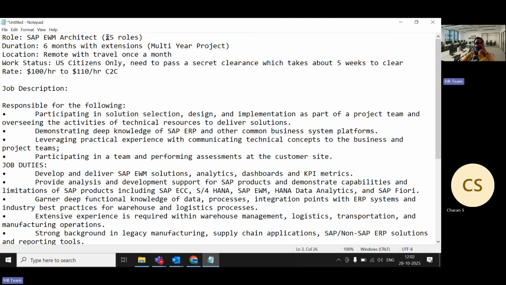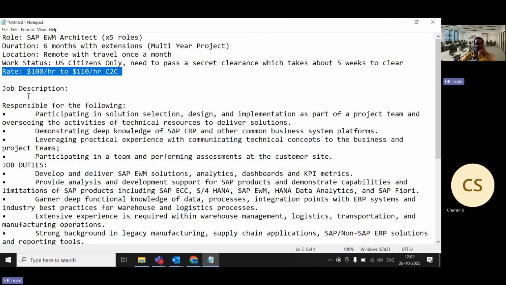We have 5 open roles. The initial contract would be for 6 months with a possible extension, and it is a multi-year project. If you are a US citizen, then only listen to the rest of the video, else you can skip out. No other visas are entertained here because it is a US-based project. And this is the rate which they are offering.